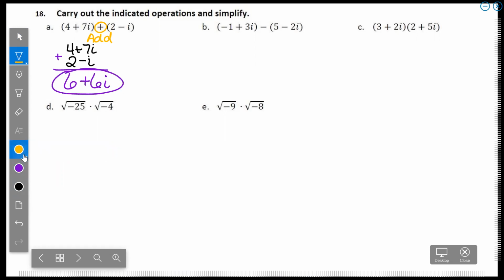What are they asking us to do on part B? What operation? Subtraction. So I'm going to take this negative and I'm going to distribute it to both pieces. So negative 5 plus 2i. After I distribute that negative, I'm going to do it just like I did part A. I'm going to line them up with like terms underneath each other, and I'm going to combine those like terms together.